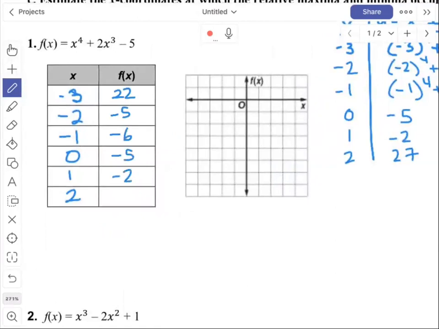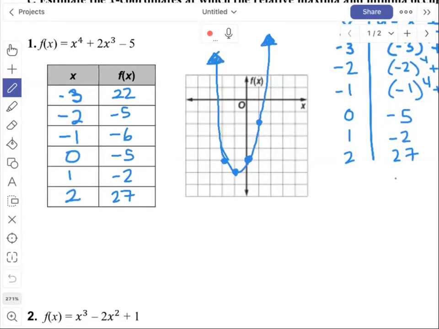All right, now let's plug in what we can onto the graph. So 0, -5, is right here. -1, -6 is down here. -2, -5 is back up here. 1, -2 is right there. And -3, 22 is way, way, way up here. So it would skyrocket here. And then connecting these dots, at 2 it would go all the way up to 27. So it jumps way up here. It will look something like that.